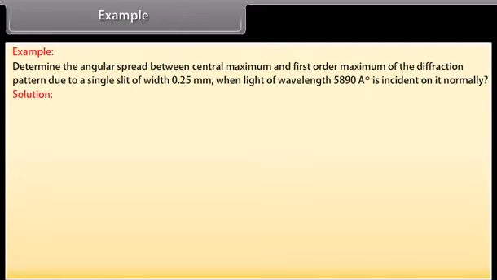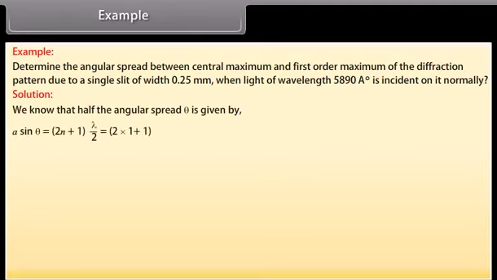Let's see the solution. We know that half the angular spread is given by a sin theta equals (2n plus 1) lambda by 2. On equating this, we get a sin theta equals 3 lambda by 2. When theta is small, then the value of sin theta is equivalent to theta. It gives a theta equals 3 lambda by 2.